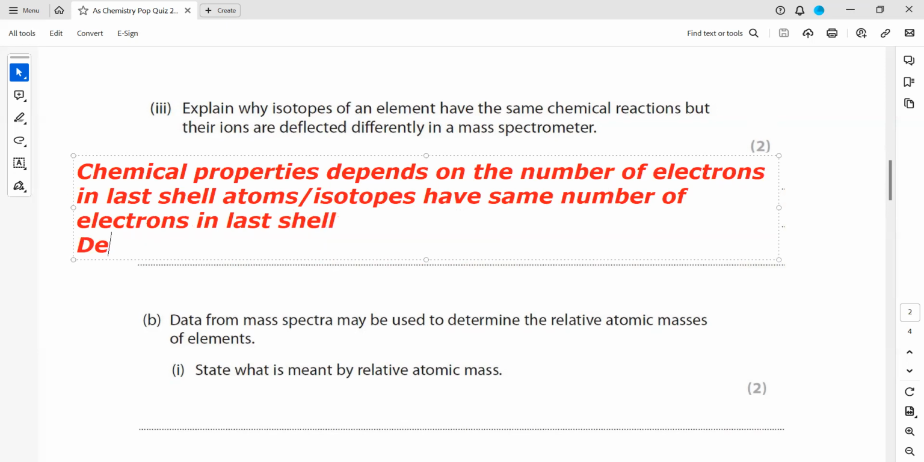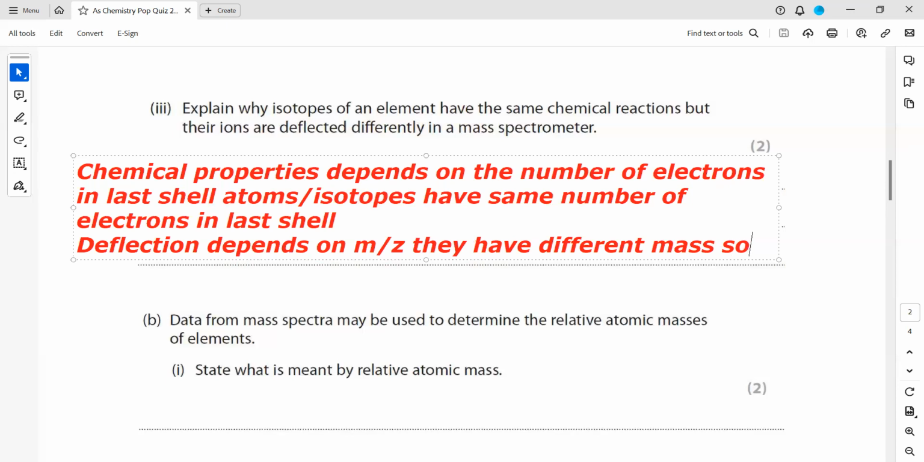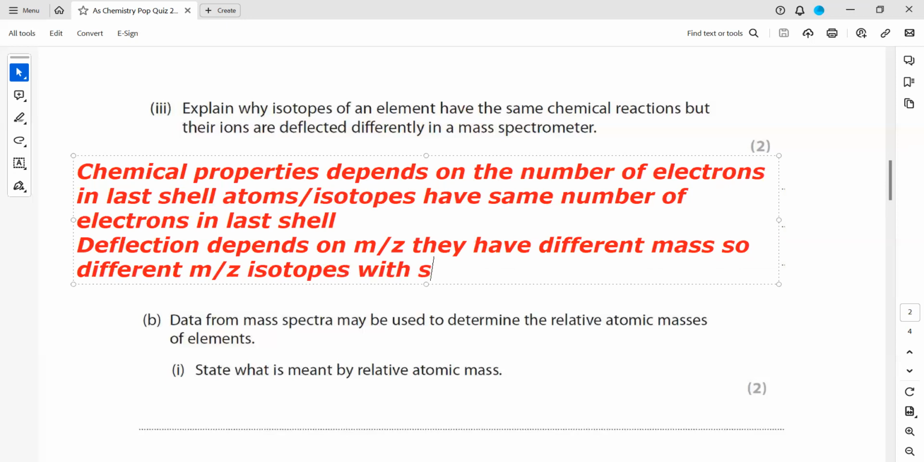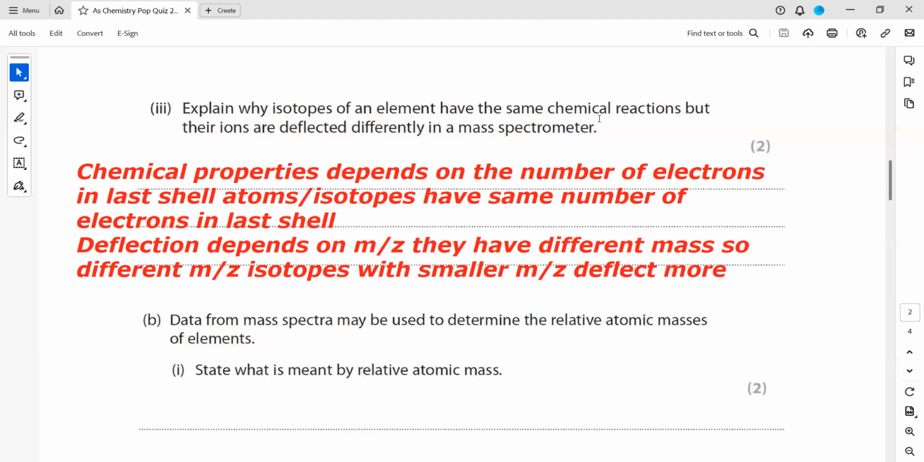Whereas the deflection in the mass spectrometer depends on the mass to charge ratio, m by z, which is the mass to charge ratio. Because they have different masses, they have different m by z ratios, and the isotope with the smaller m by z ratio will deflect more, so there will be a large deflection. The one with a smaller mass to charge ratio will show a greater change in direction compared to one with a large mass to charge ratio.